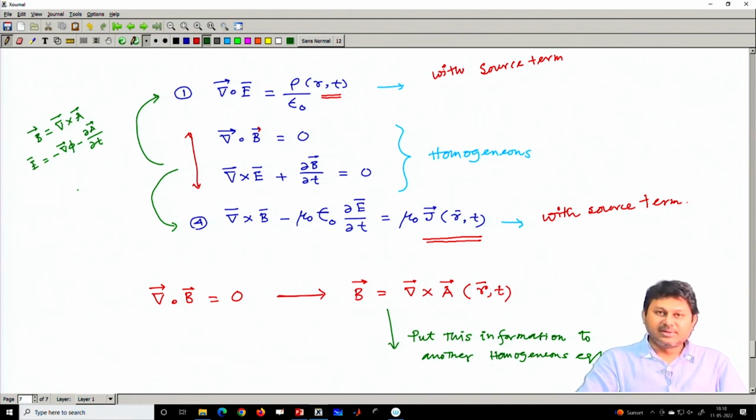Then we will see that all the equations will now come into the form of A and phi, and then we have two important differential equations for A and phi. I am going to try to solve these, and from that one can extract the electric field and magnetic field in terms of the scalar and vector potential.